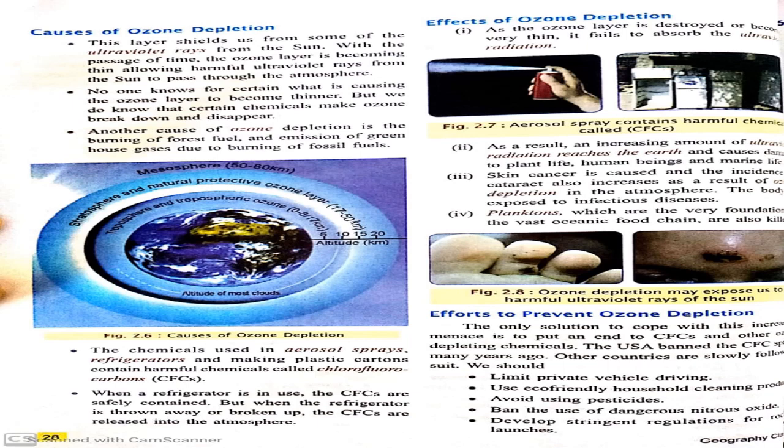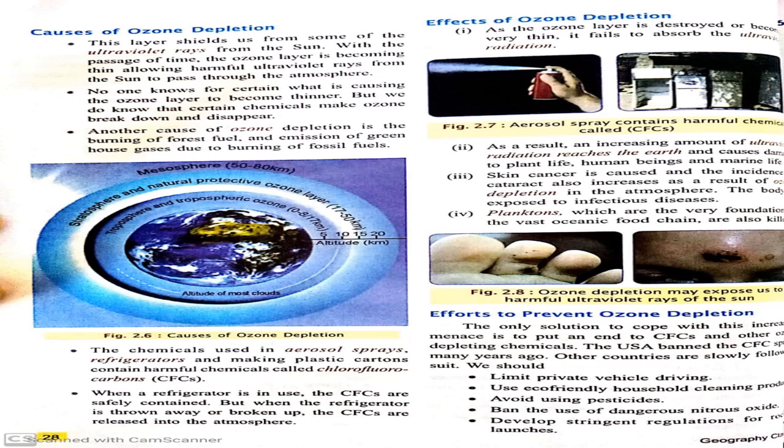Now we studied about the ozone layer. Now we are going to see the causes of ozone depletion. This layer shields us, which means it protects us from some of the ultraviolet rays from the sun. We very well know that the sun emits UV rays, which are known as ultraviolet rays, and this ozone layer acts like a shield and protects us from the ultraviolet rays.